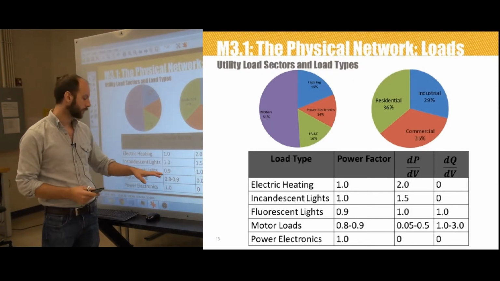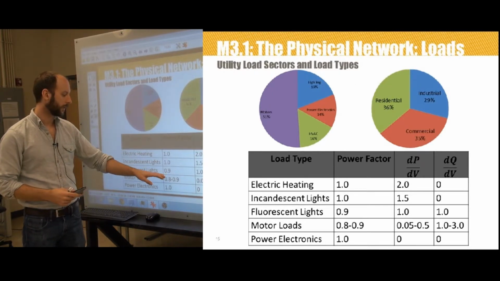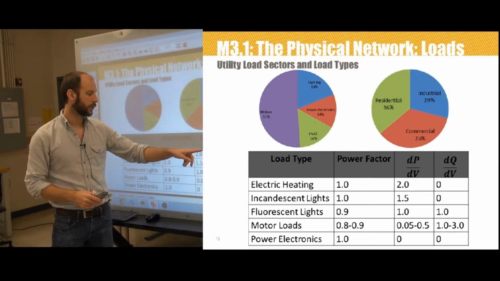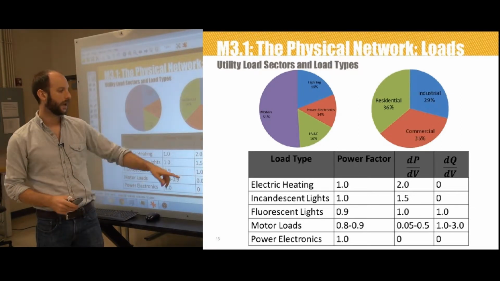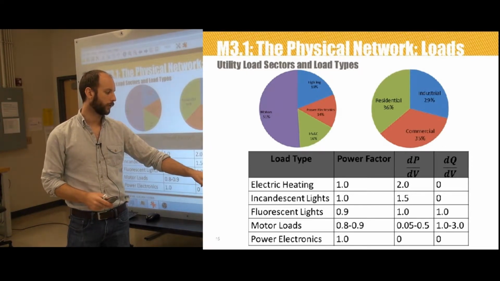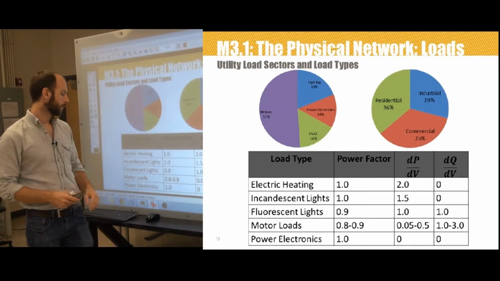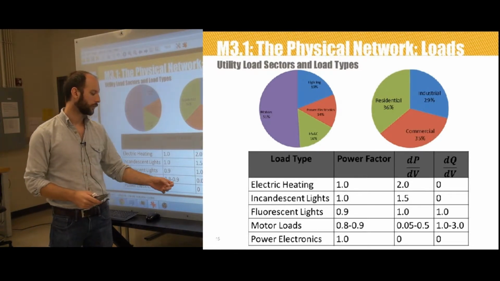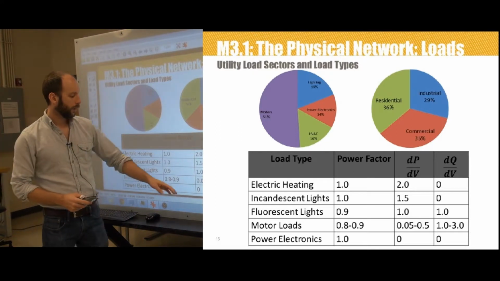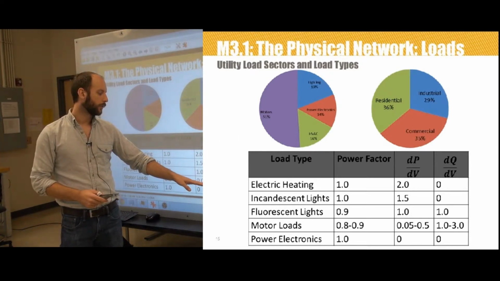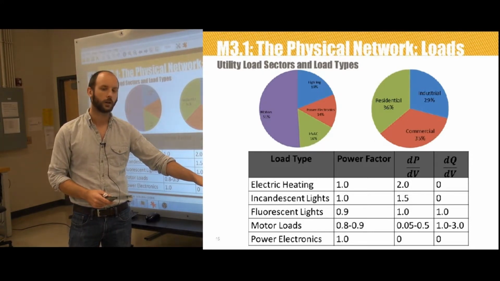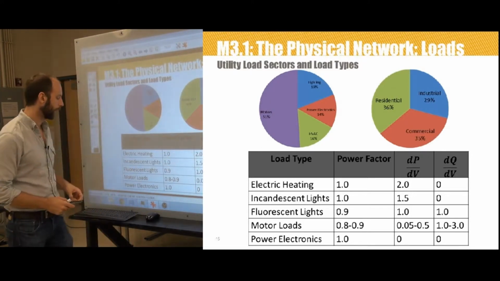Fluorescent lights have small inductors on them. Usually they have some inductive properties, so they've got a power factor of 0.9. They have a rate of change of power with respect to voltage of 1, and also a rate of change of reactive power with respect to voltage of 1. Motor loads have pretty big inductances, with a power factor of 0.8 to 0.9. They have a very small change in real power in response to a change in voltage. They will see a large amount of reactive power change in response to changes in voltage.